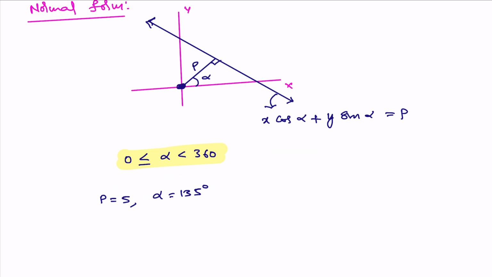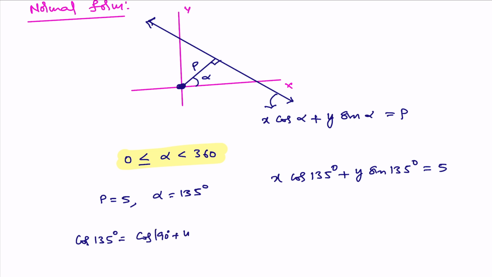Now substitute here. What you will get: x into cos 135 degrees plus y into sine 135 degrees equal to p. P is what here? 5. If you simplify, cos 135 degrees, how will you find this? It is nothing but cos of 90 plus 45 degrees, or you can also write 180 minus 45. 90 degrees is there, so cos changes to sine 45 degrees. In the second quadrant, cos is negative.